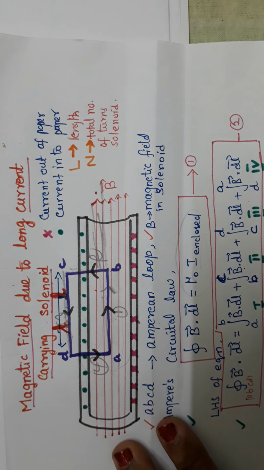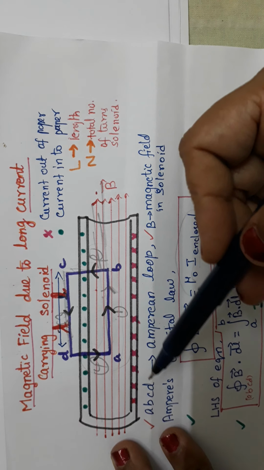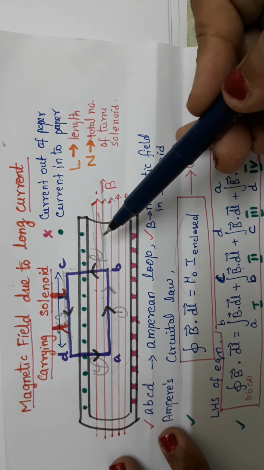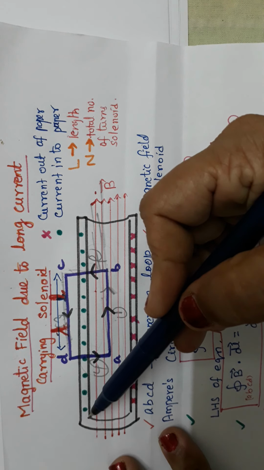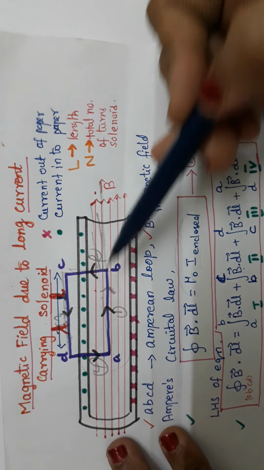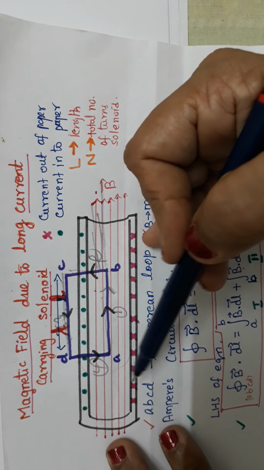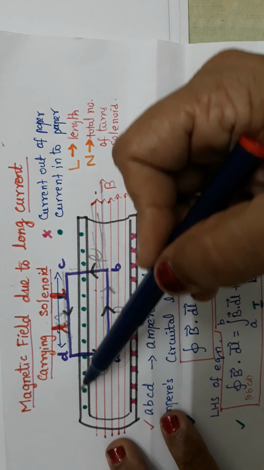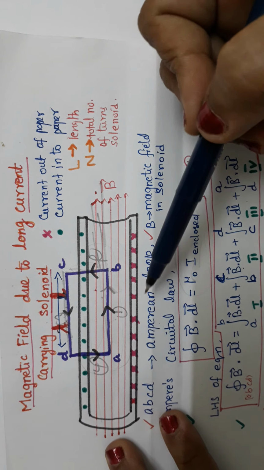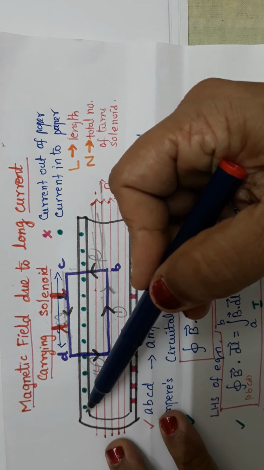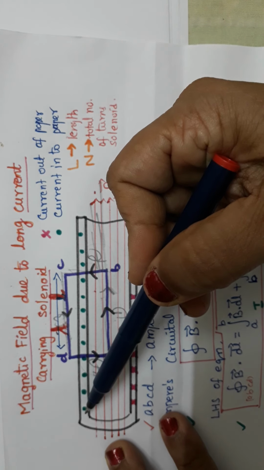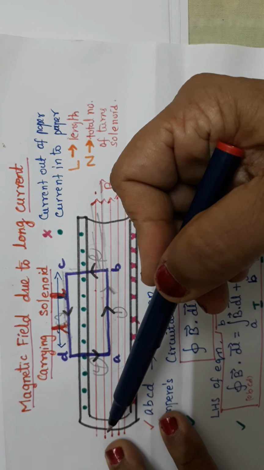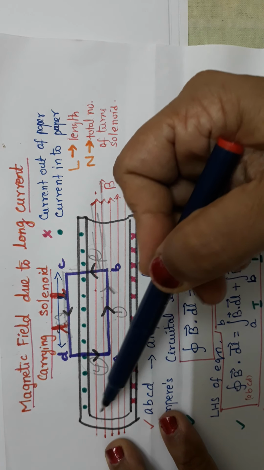The magnetic field is along the axis of the coil. Outside the solenoid, there is no magnetic field. Got it, children? Now you can see a very long solenoid which carries the current. The length of the solenoid is very large compared to the diameter of the solenoid. This is the cross-sectional view of the solenoid. At the upper part you can see the dot, in the lower part you can see the cross.